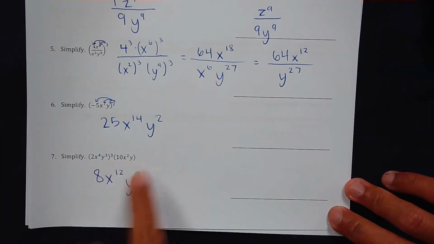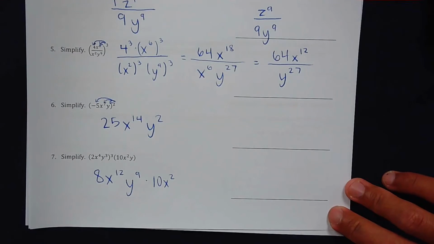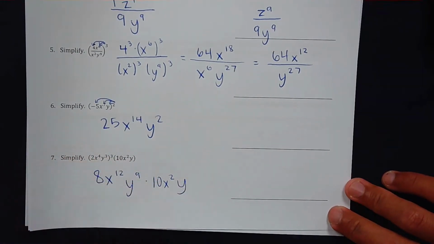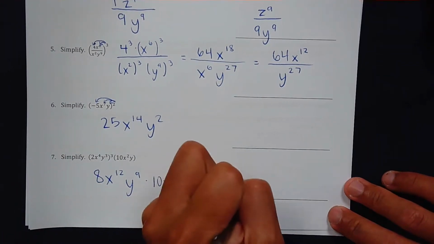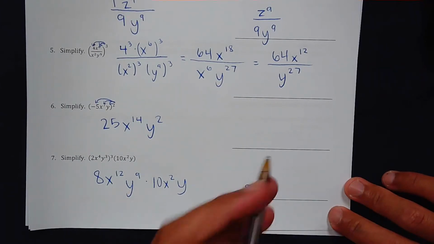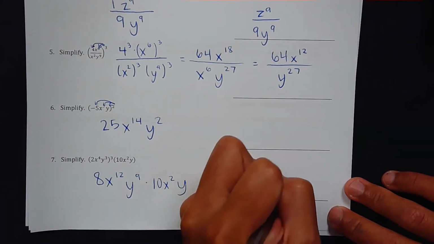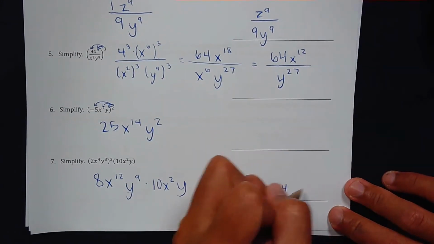And then let me just rewrite this. We have multiplied by 10x squared y. All right, and then as I just said before, it doesn't matter which order we multiply it. So let's just go ahead and multiply our numbers first. Final answer, we get 80. Multiplying our x's together. Remember, we add those exponents, we get x to the 14th. And then multiplying these together, we get y to the 10th power.